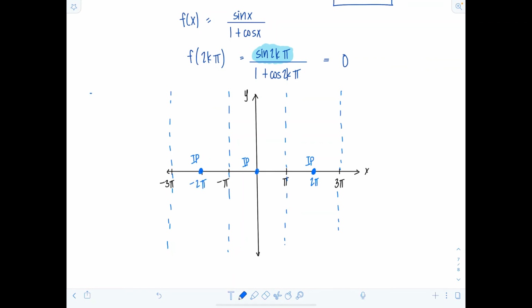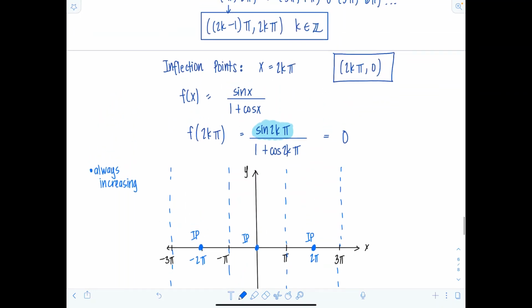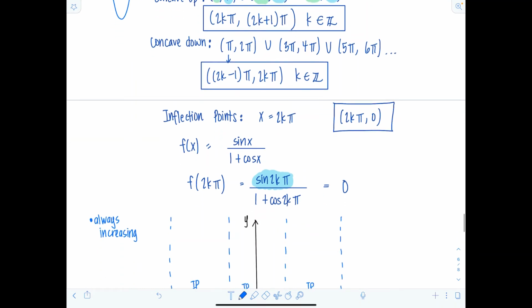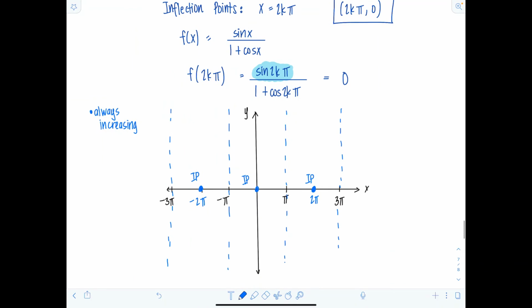It's always increasing. Did you remember that? The graph is always increasing. And then you can check back on our concavity. Okay, so it's concave up from 2k pi to 2k plus 1 pi. That means it's concave up in between here, and it's concave down over here.